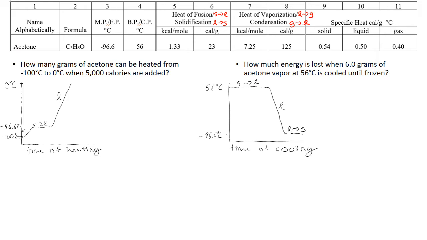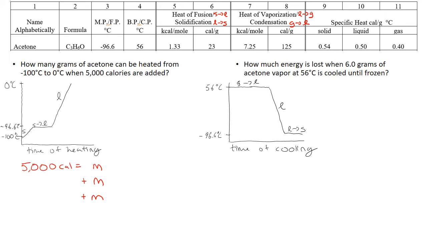The first one: how many grams of acetone can be heated from negative 100 to 0 degrees Celsius when 5,000 calories are added. We have our Q already in this case being 5,000 calories. In terms of setting up the calculations that go with each of the three segments up here, because we have three segments, since we don't know the mass, we're just going to write M 3 times, because every equation starts with mass.